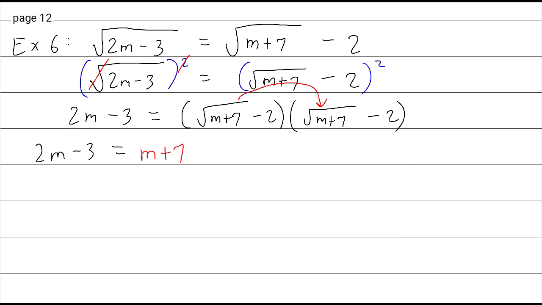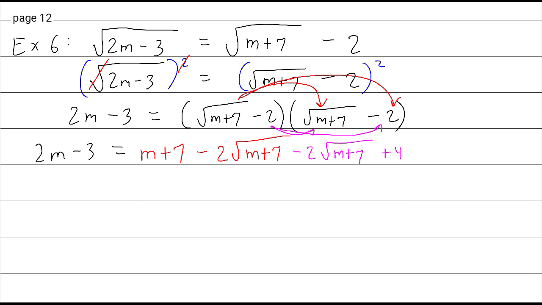That's nice. Square root of m plus 7 times negative 2 is going to be negative 2 the square root of m plus 7. So we still have a radical there. Okay, we also have to distribute the negative 2. Negative 2 times the square root of m plus 7 is negative 2 the square root of m plus 7. And negative 2 times negative 2 is a positive 4.